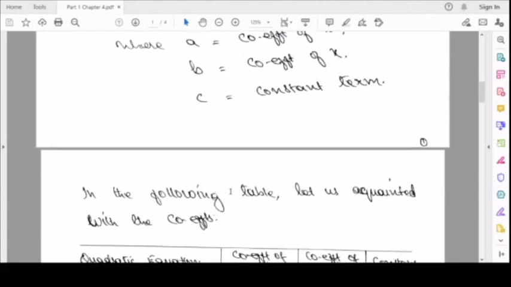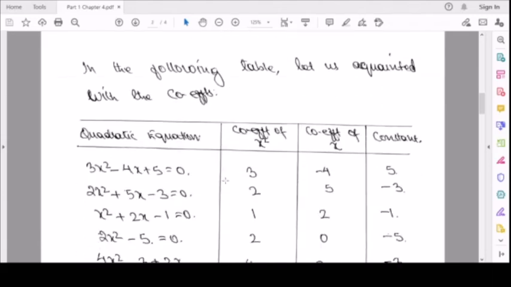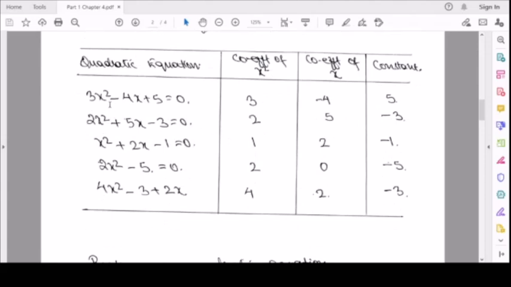Okay, now here I've given you the table where you try to acquaint yourself with the coefficient of x square, coefficient of x, and the constant term. In the first example, 3x square minus 4x plus 5 is 0. What is the coefficient of x square here? Coefficient of x square is 3. Coefficient of x is minus 4.